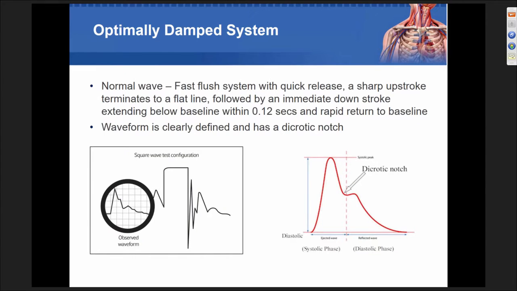So if you think about an optimally dampened wave, this is really a normal wave that you're going to see when you do your fast flush system check. You're going to have a sharp upstroke, you're going to have the terminate of the flat line, you're going to go across like a box, and you're going to follow with an immediate downstroke with a baseline of 0.12 seconds. This is a rapid return to baseline. It should not be a slow and steady return, but very much a rapid return to baseline. And you should also see a dicrotic notch. You'll see a very specific dicrotic notch within the waveform itself.